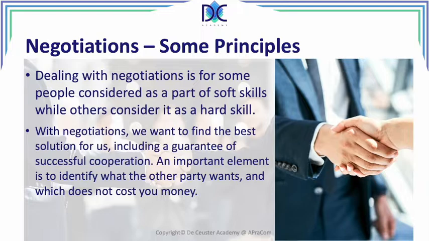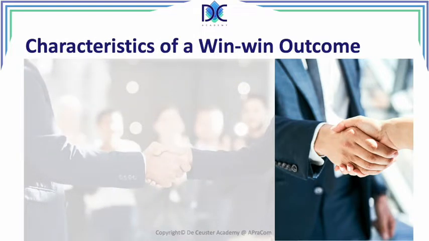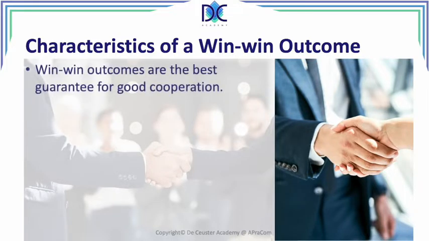When we do negotiations, in the theory of negotiations and the courses, people typically talk about the BATNA, the best alternative to a negotiated agreement. So you try to find the best ways to deal, to avoid too many negotiations. You try to find out what the other party wants, and you see how you can accommodate this. Another element from negotiation is the win-win situation. We want to find a win-win outcome. And what are the characteristics? Win-win results are the best guarantee for a good cooperation. It's what we want to have.